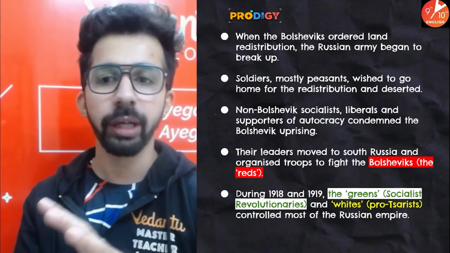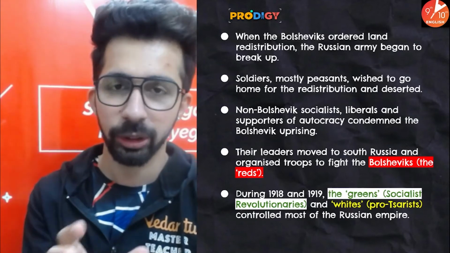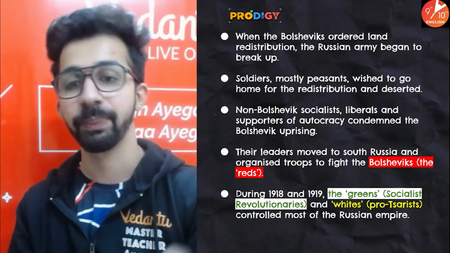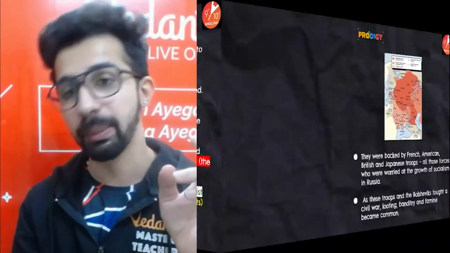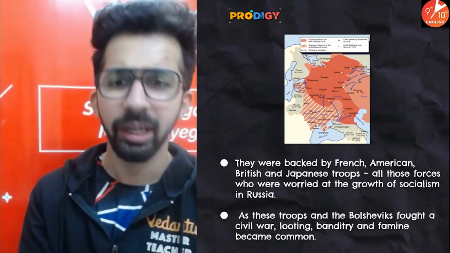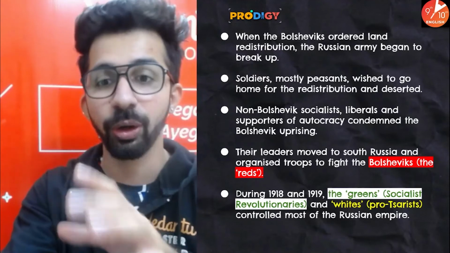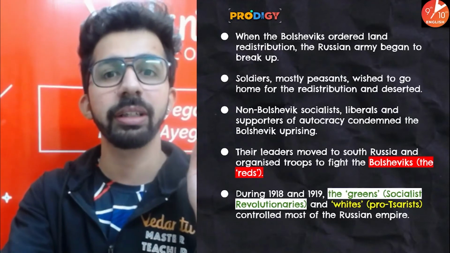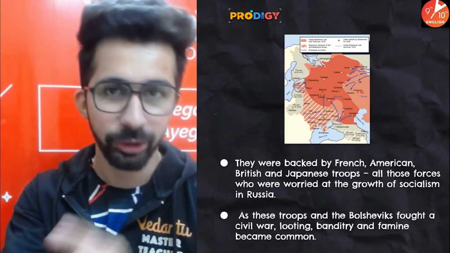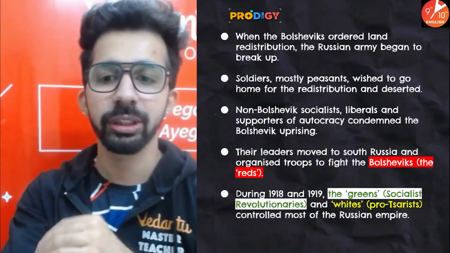Now what happened, guys? There were many people like pro-Tsarists, socialist revolutionaries. They were against Bolsheviks, because of which a war started between these two, which gave rise to civil war. And guys, not only this, Greens and Whites were supported by French, Americans, Britishers, Japanese. Now you will be like, sir, why? Why did these people support socialist revolutionaries and pro-Tsarists? Because these countries never wanted the growing influence of socialism. Basically, these were capitalistic countries and they were against the ideas of socialism. That is why these countries supported the socialist revolutionaries and Whites.